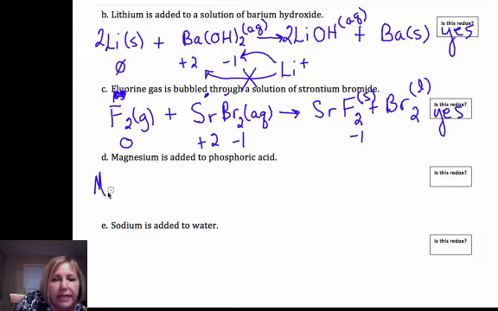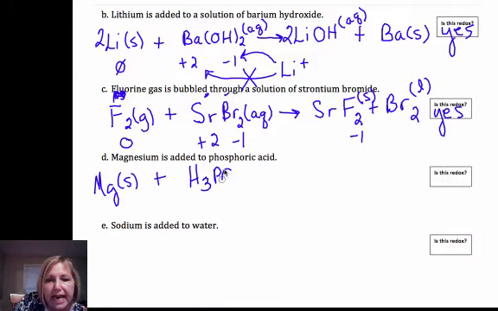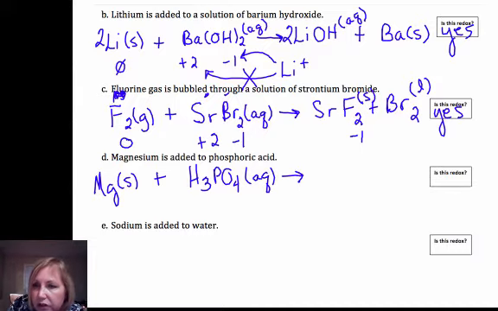Okay? Magnesium, this is a slightly trickier one. Magnesium is added to phosphoric acid. Do you see how quickly you have to be able to write chemical formulas now? All right, here's tricky, but again, if you're careful about writing charges underneath, I think you'll be okay. Remember, phosphate's -3, the protons are +1.